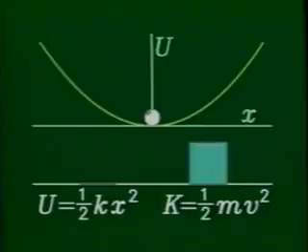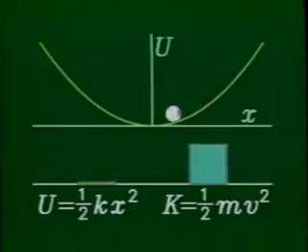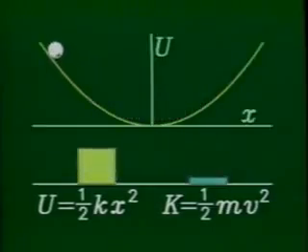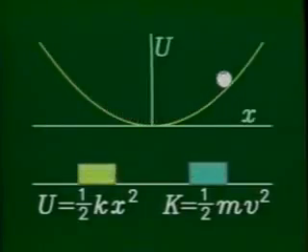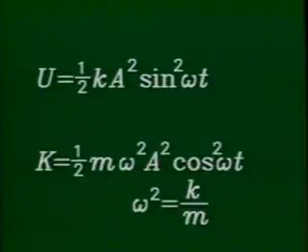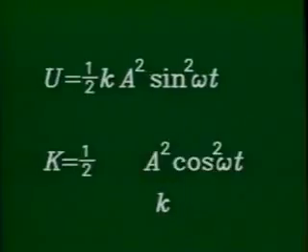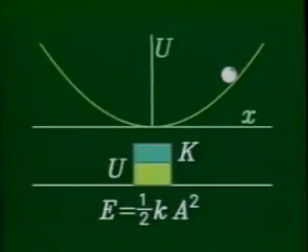As it rolls toward the bottom, the potential energy changes to kinetic energy. As it rolls up the other side, the kinetic energy changes back into potential energy. Over time, there's a continual interchange between kinetic and potential energy. But even though both the potential energy and kinetic energy are always changing, the total energy is always constant.